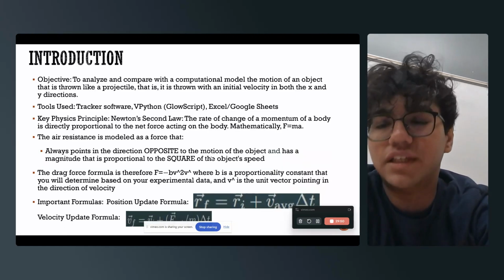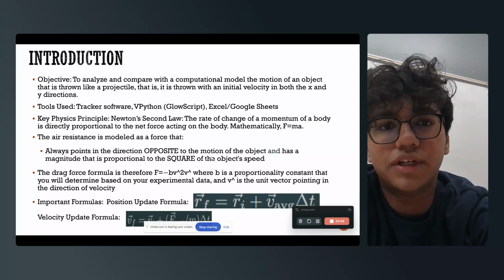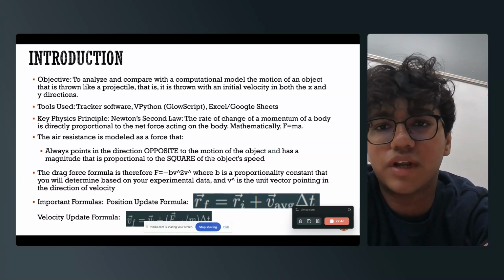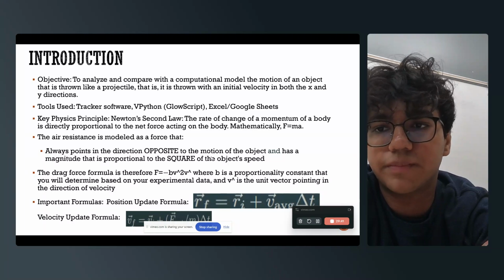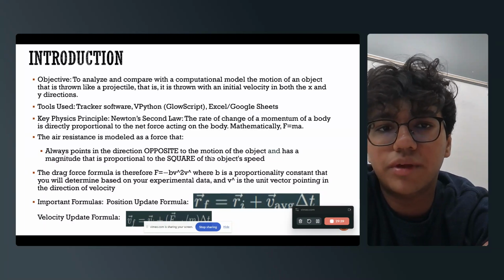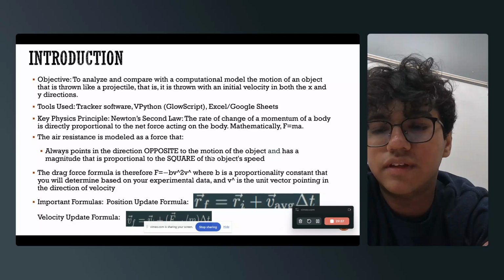Introduction. The objective of this lab is to analyze, and compare with a computational model, the motion of an object that is thrown like a projectile, that is, it is thrown with an initial velocity in both the x and y directions. Tools used: Tracker, VPython, Excel. Key physics principles.